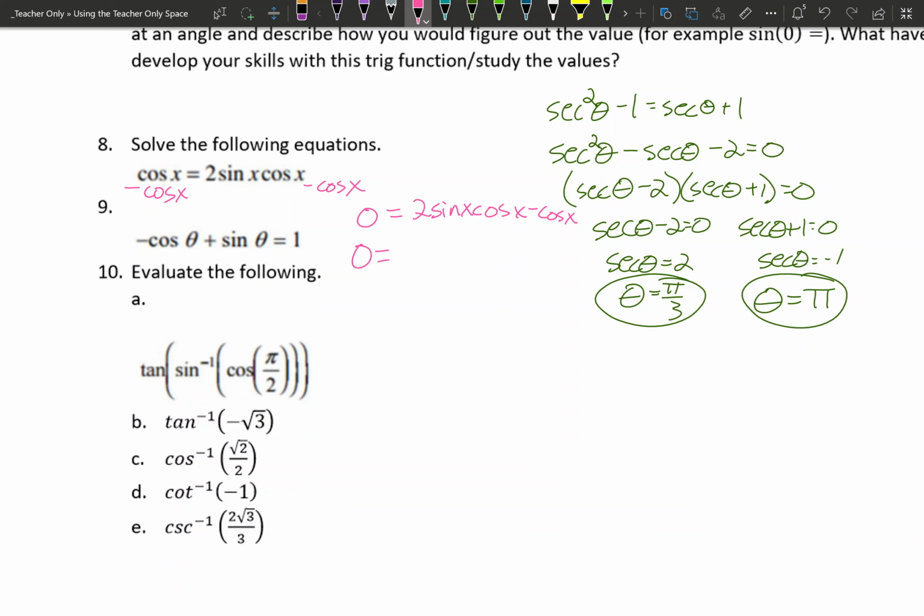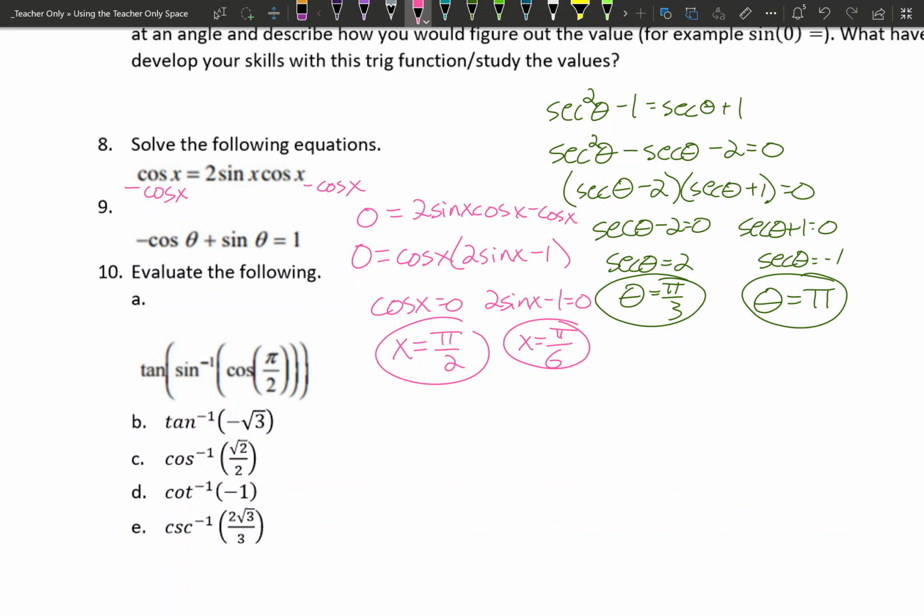We can factor that cosine of x out. Set each equal to 0. And this 2 sine x minus 1 is the same equation that we had before, so it's x equals pi over 6. Cosine of x is equal to 0 when x is equal to pi over 2. So with those problems, it was really just if you divided both sides by that common factor, you'd miss out on solutions instead of having those.